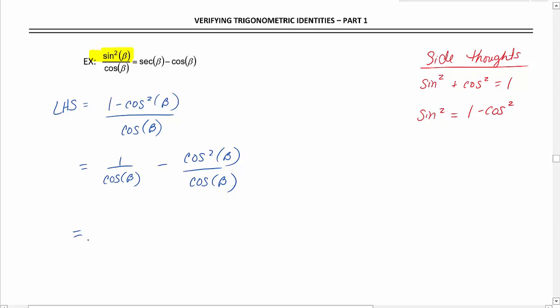What am I trying to get to? Well, I want secant minus cosine. So that 1 over cosine, that's secant. And then cosine squared divided by cosine is going to leave us with cosine to the first. And there is our right-hand side. And my little box to indicate I'm done.